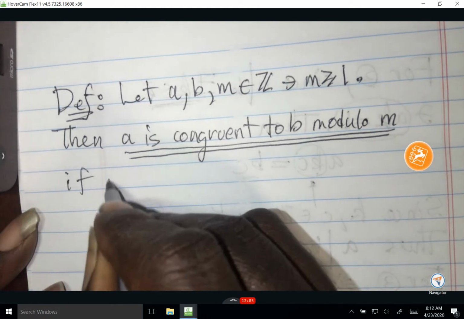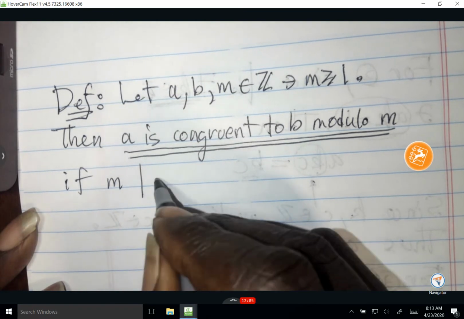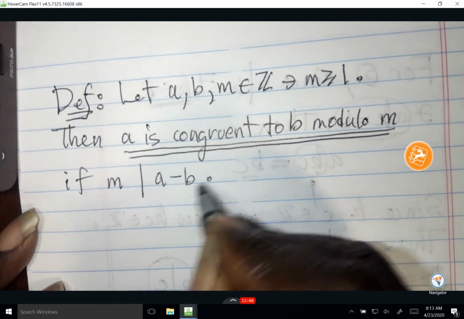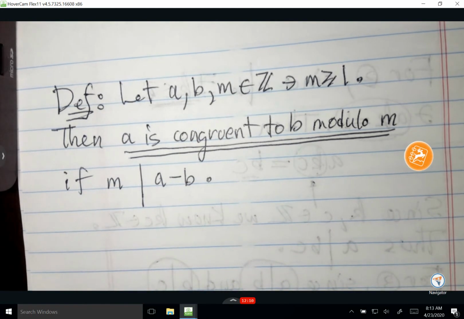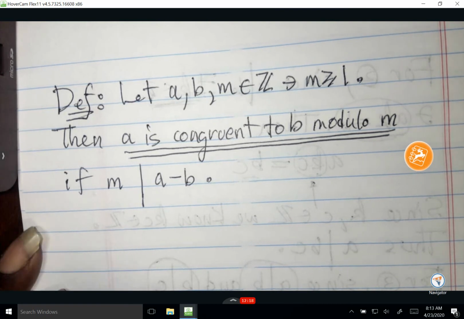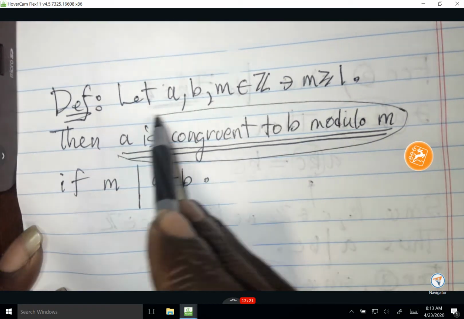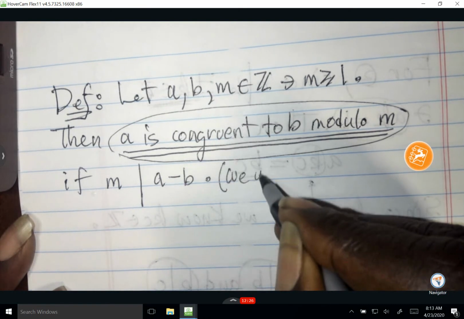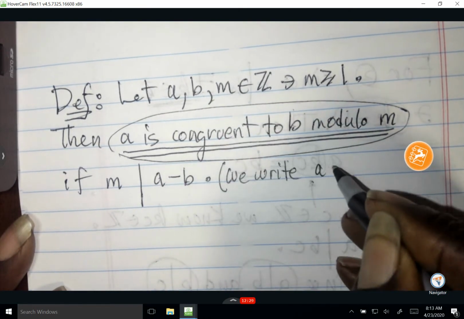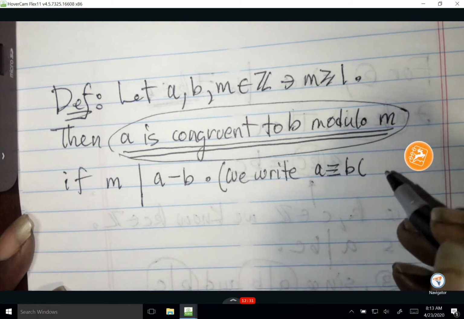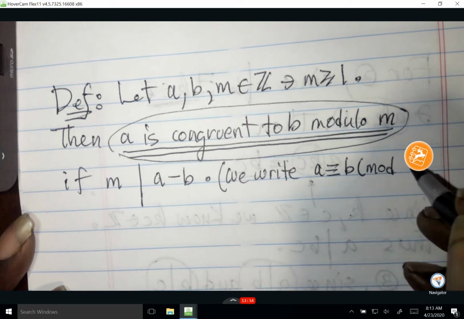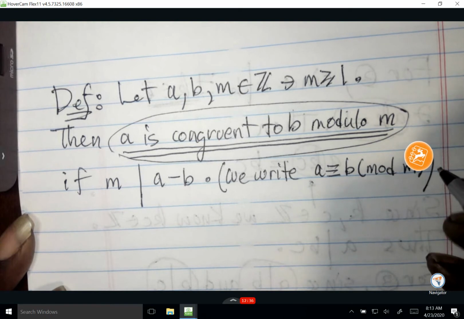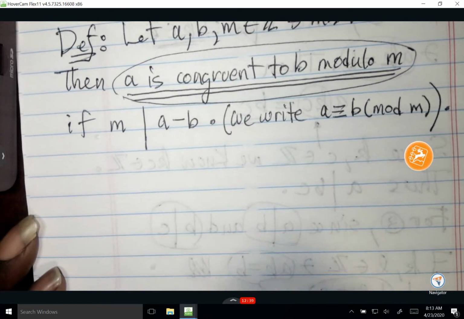If M divides their difference in this order. So we say A is congruent to B modulo M if M divides A minus B. Now this is a long phrase to keep saying. So again, we invent a symbol for it. We write A is congruent to B mod M when this happens. Like this.